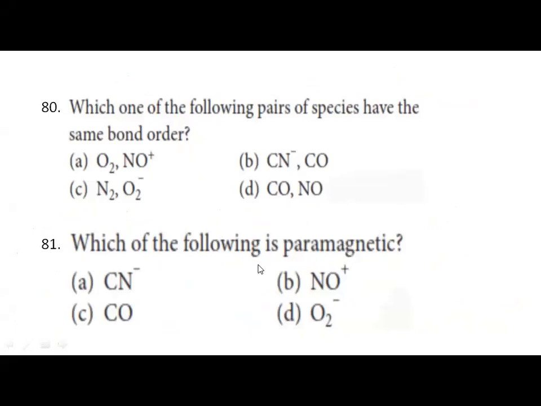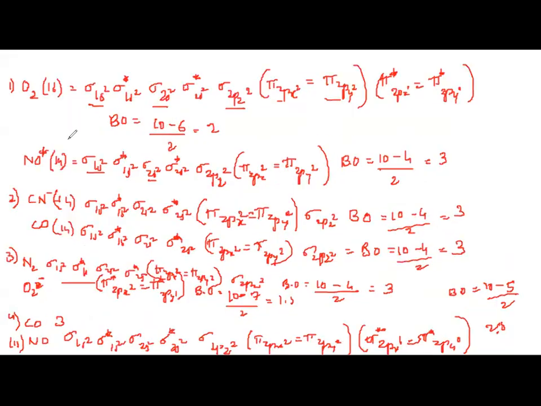Which of the following is paramagnetic? Okay, just now we have done here. All the options are present here itself. Let us see, the first option is CN minus. Okay, this is the option they have given. So let us see here.